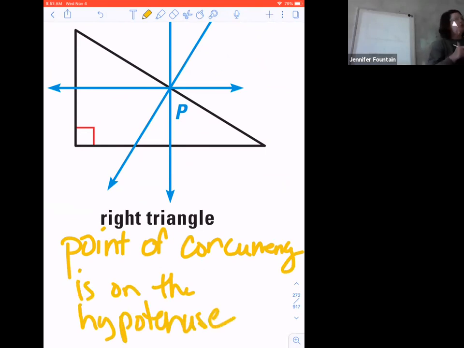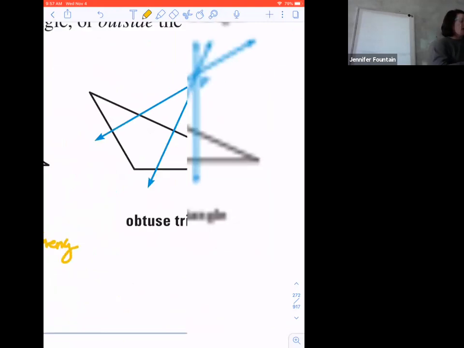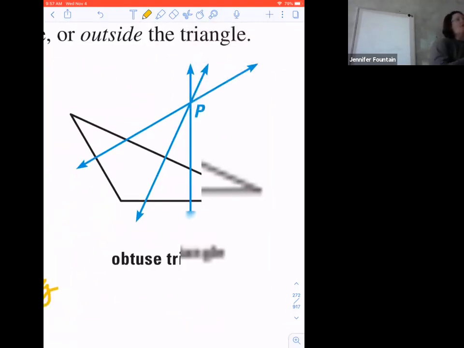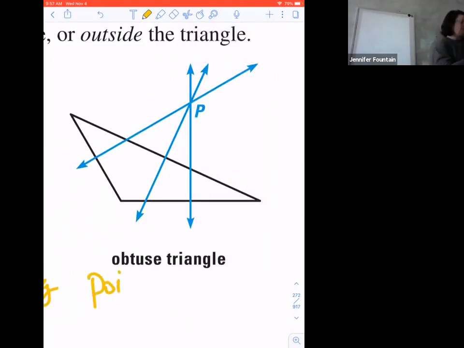So with an acute triangle, my point of concurrency is in the middle, or inside my triangle. With a right triangle, my point of concurrency is on the hypotenuse. What about my obtuse triangle? Where is my point of concurrency? Outside. So my point of concurrency is outside the triangle.